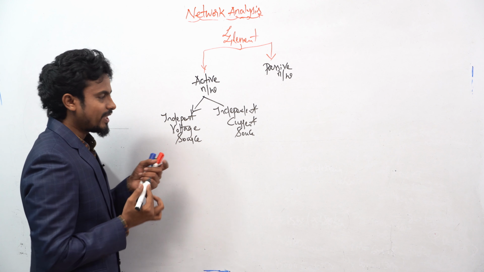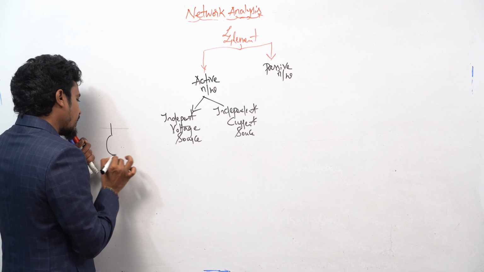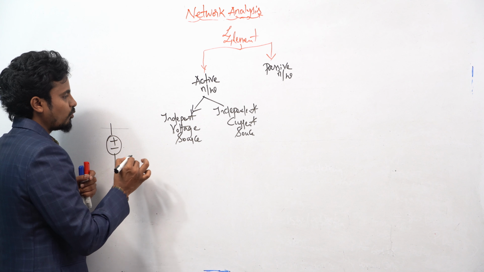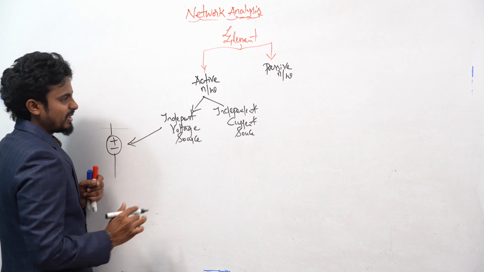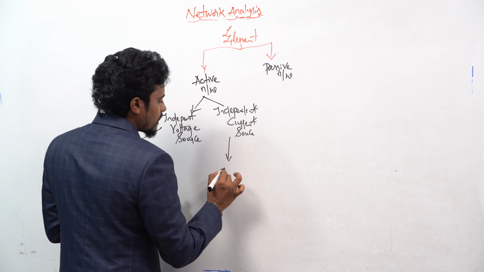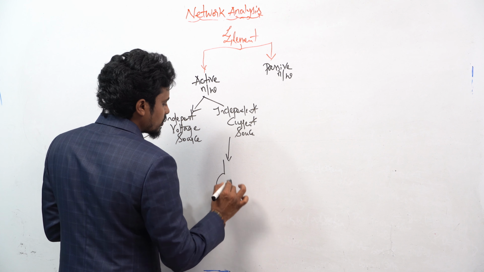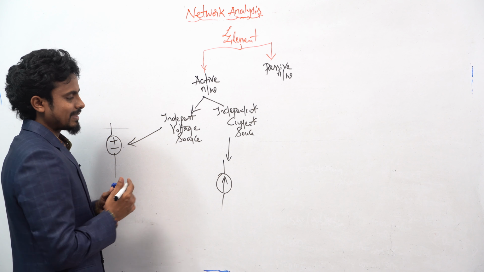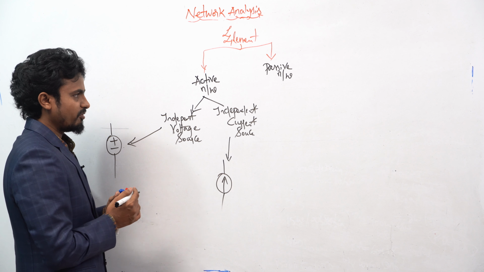This independent voltage source can be represented with this symbol. And what will be the symbol for the independent current source? The symbol for the independent current source will be like this. We already saw these types of symbols in the earlier session.